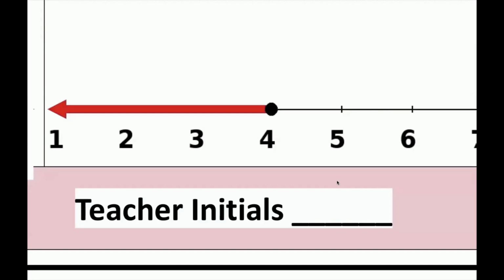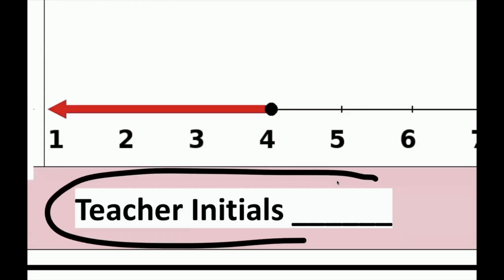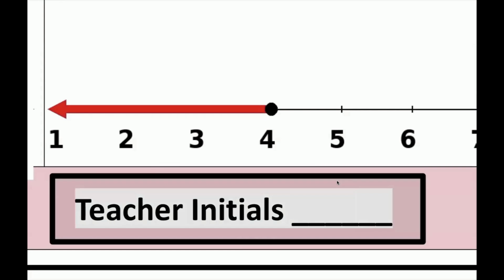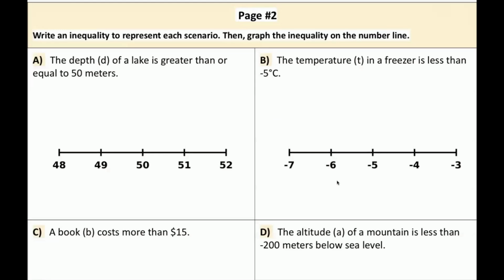Now that you've finished all of page 1, check in with your teacher to get additional feedback. Come back to the video when you're ready for page 2. Page 2 says, write an inequality to represent each scenario, then graph the inequality on the number line. Pause the video and complete problems A and B on your own. Once you finish A and B, come back to the video to check your work.